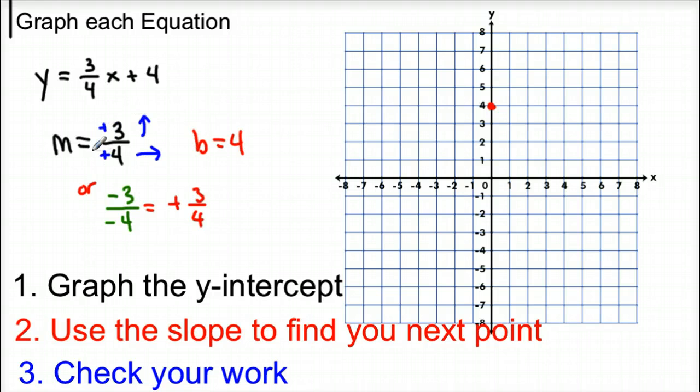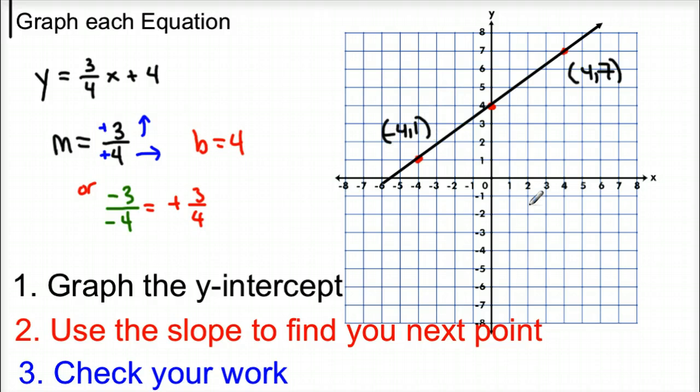Let's use the positive one first. We go up 3 to the right 4. So 1, 2, 3 up, and 1, 2, 3, 4 going to the right 4. Or I could go down 3, 1, 2, 3, and 1, 2, 3, 4 to the left. You notice here again we have created a linear line. Am I correct? What is this coordinate here? This coordinate is 4, 7. And this coordinate here is negative 4, 1.